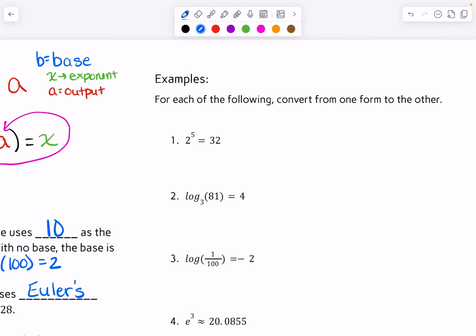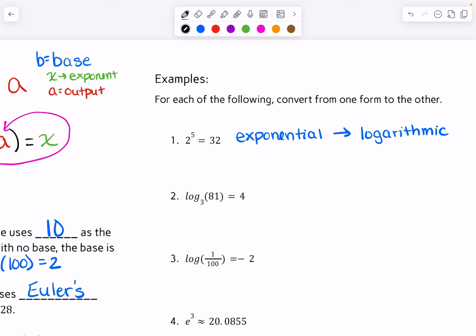So in number 1, I see that this is starting in exponential form. So I'm going to convert it to logarithmic form. And for these first few problems, I'm going to use the same color coding we did, where the base is in blue, the exponent is in green, and the output is in red. But we're going to step away from that in a little bit too, just to make sure we can see this in just regular writing as well.